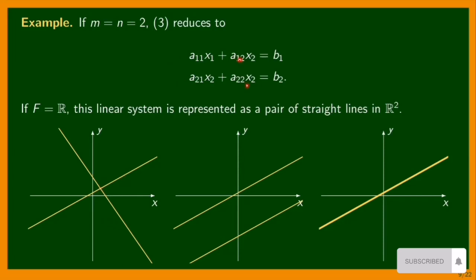If this pair of lines does not intersect, just like in this case, then there is no solution. And it is possible that these two equations are represented by the same line. So in this case, the two lines actually coincide. In this case, there are infinitely many solutions.